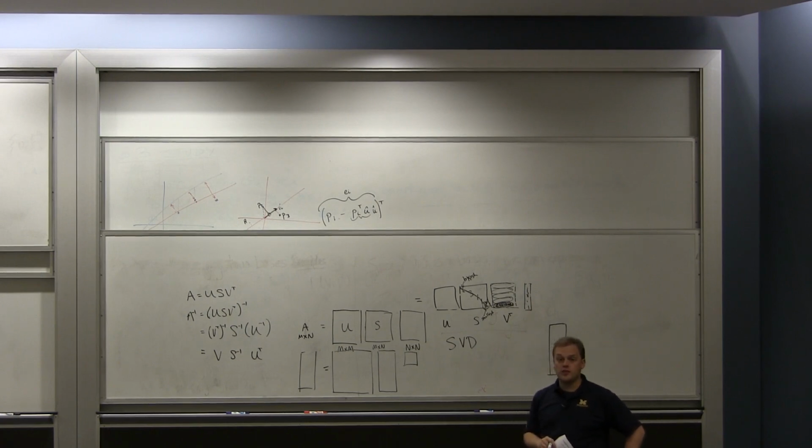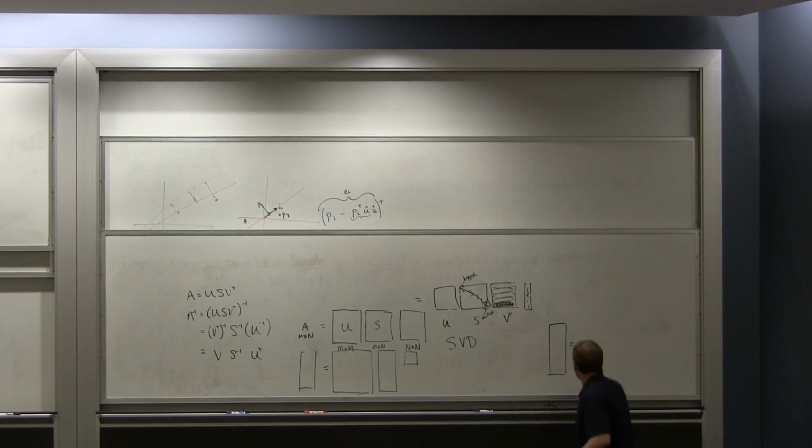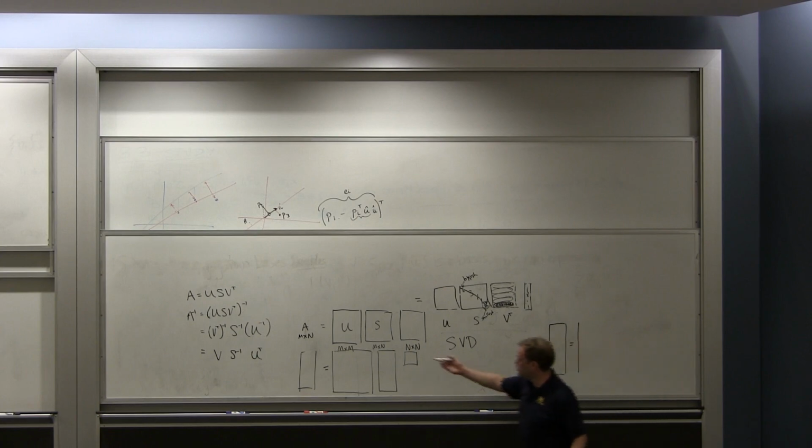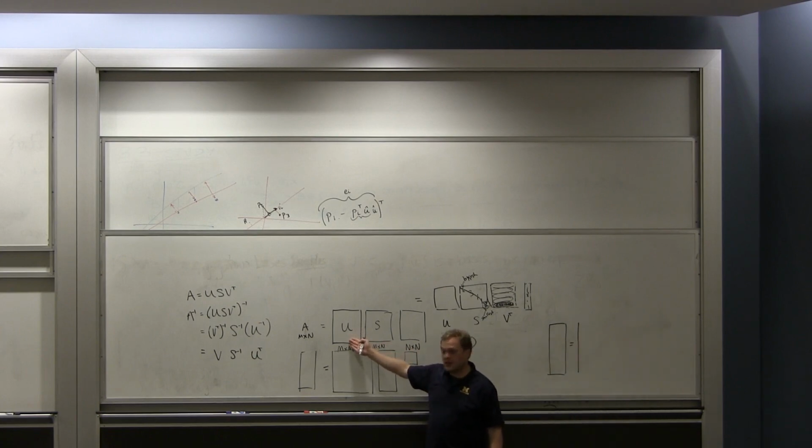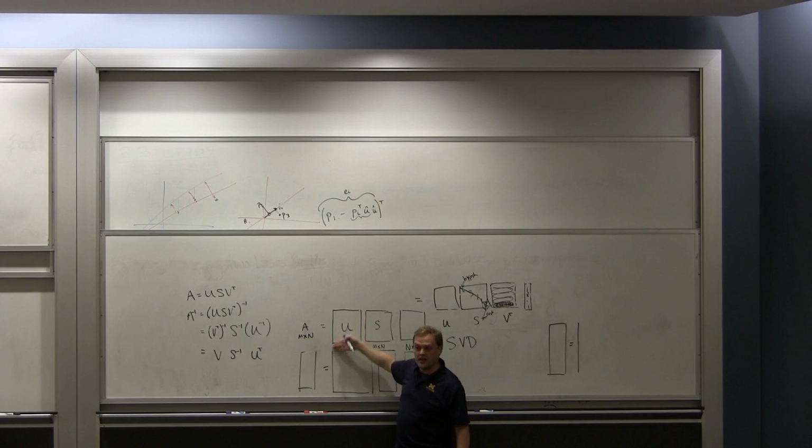So how tall does U need to be? It still needs to be tall, right? There's no doubt about that. In fact, the multiplication wouldn't even work unless it were tall. But intuitively, it makes sense because we know U is going to be an orthonormal basis for m-dimensional space. So those vectors had better be of length m.